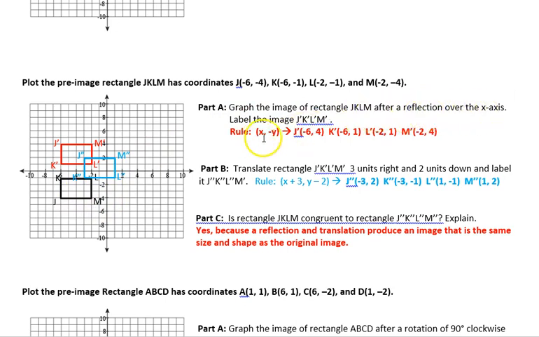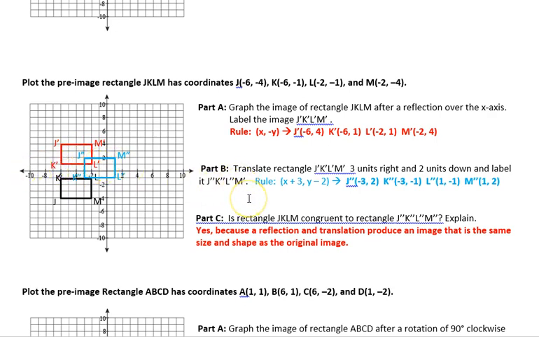So that rule is (x, -y), so we're just going to change the signs of all our y's. This was -4, it becomes +4. This was -1, it becomes +1. This was -1, it becomes +1. This was -4, it becomes 4. Plot those points. That's my J'K'L'M' up here. And I can see that it is a perfect reflection over the x-axis.